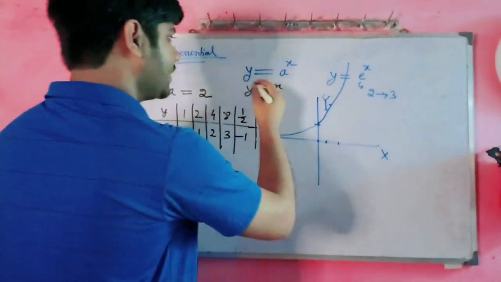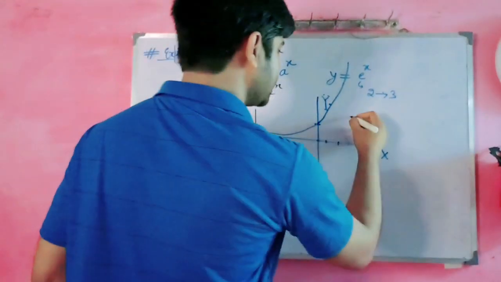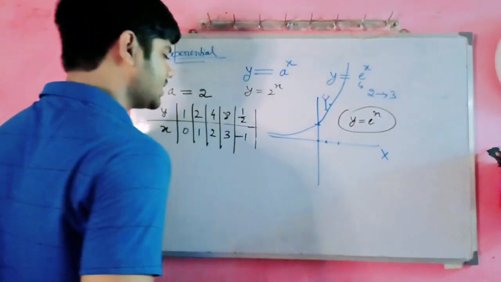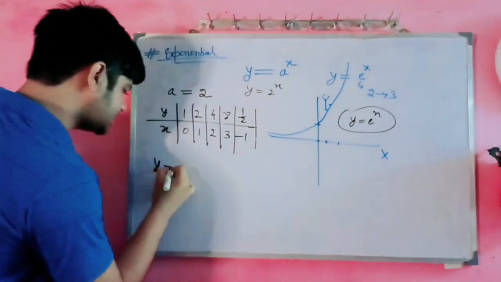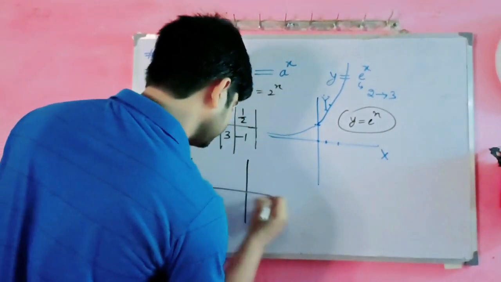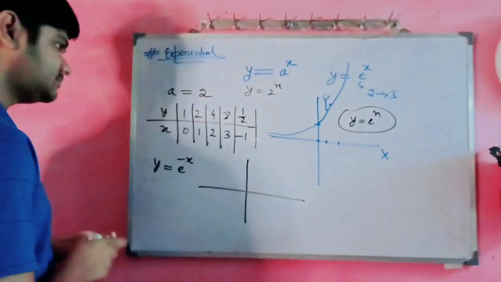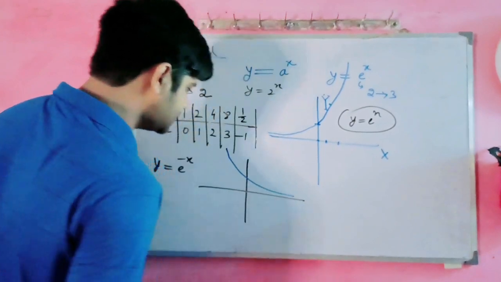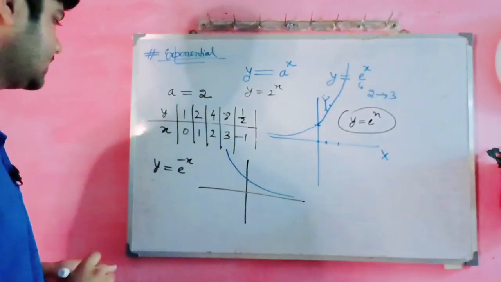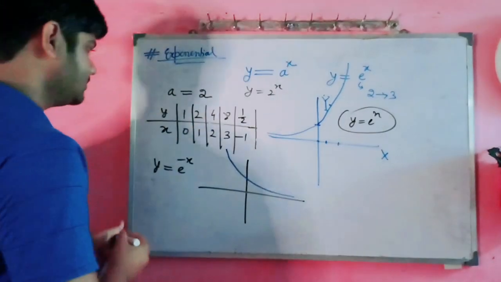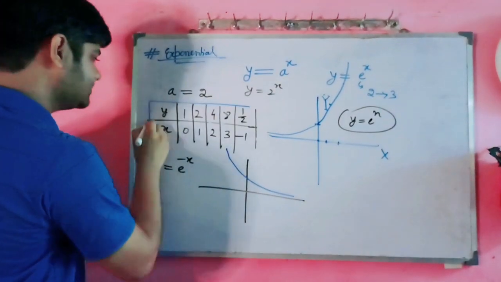This is for y equals a raised to x, or you can say y equals e raised to x. We will get a similar kind of graph. When y equals e raised to minus x, how will it look? In that case we'll have a graph like this. You can try it on your own by doing similar algebra.